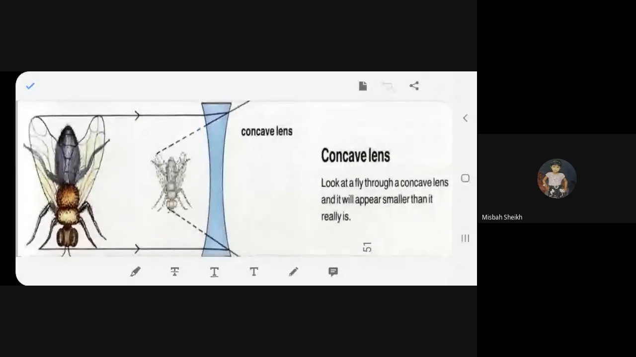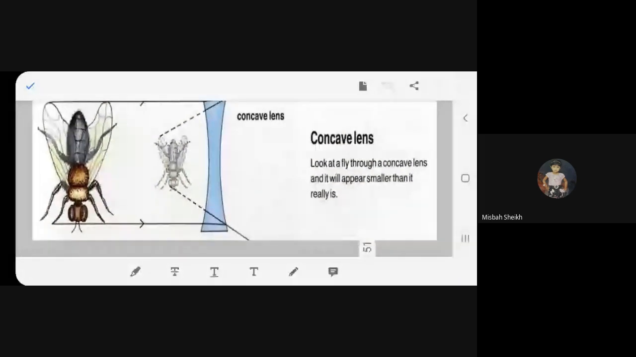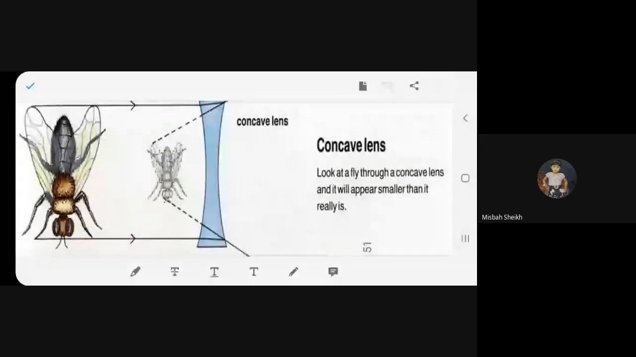We see the concave lens. It's just the opposite of what you get over here. Comparison of the convex lens and the concave lens. Concave lens: look at a fly through a concave lens and it will appear smaller than it really is.